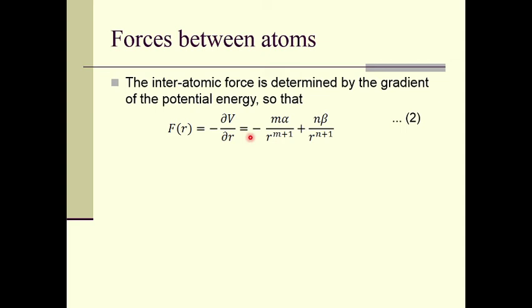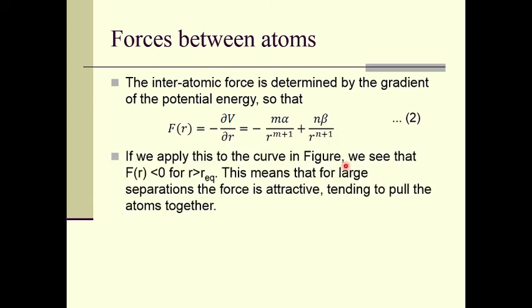If we take the derivative of the equation of V, in that equation we have V equal to minus alpha upon r raised to m plus beta upon r raised to n. Now, if I differentiate it with respect to r, then we can write minus m alpha upon r raised to m plus 1, because the differentiation of 1 upon r raised to m is 1 upon r raised to m plus 1 times m, plus n beta upon r raised to n plus 1, which is the differentiation of the second term.